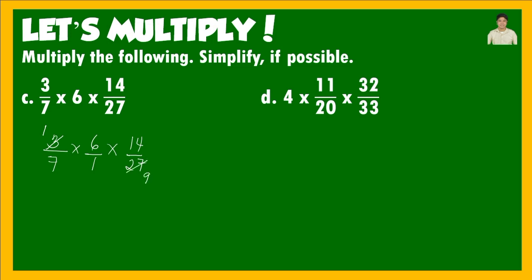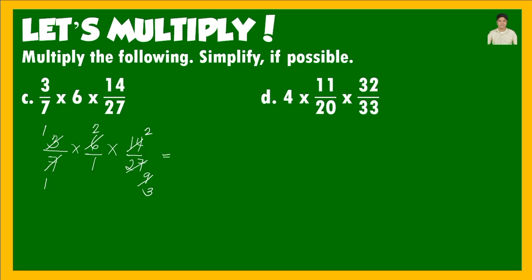What else? Yung 14 tsaka 7, yung GCF nila is 7. So, 7 divided by 7, this will become 1. Then, 14 will become 2. Ano pa? Yung 6, tsaka yung 9 sa ibaba, ang GCF nila is 3. So, 6 will become 2. And then, 9 will become 3.